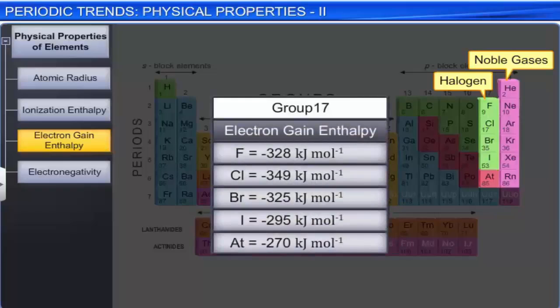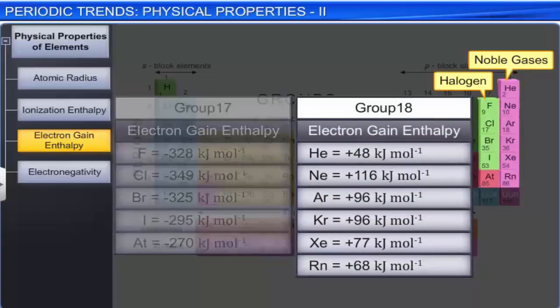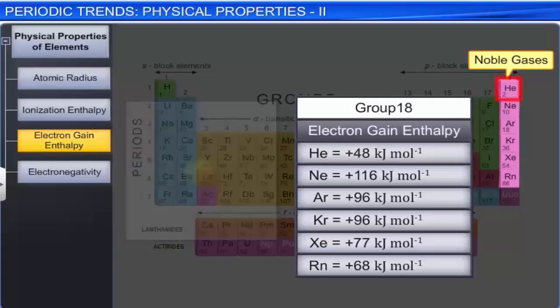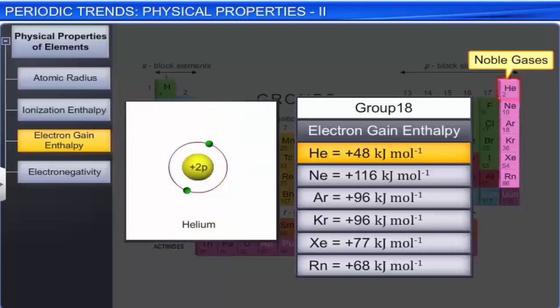On the other hand, noble gas elements have large positive electron gain enthalpies. This is because, in the case of noble gases, the electron has to enter the next higher principal quantum level, leading to a very unstable electronic configuration. Therefore, noble gases need to absorb energy in order to gain an additional electron.